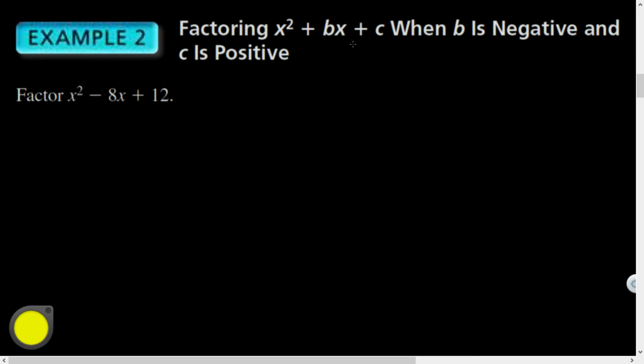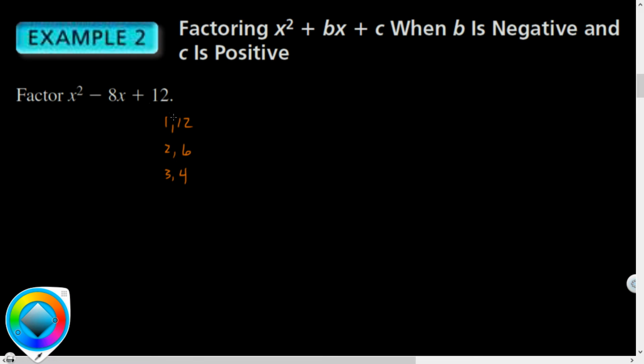So, example 2, same idea. My C term is positive. So I'm going to find the factors of 12. So 1 goes into 12 12 times. 2 goes into 12 6 times. 3 goes into 12 4 times. And 4 I've already got. All right, that wasn't the best song, but it worked.